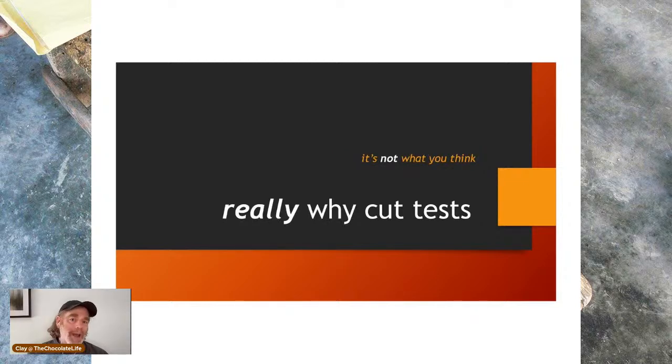So really, why cut tests? Cut tests are a modern invention. They are part of the industrialization of the manufacturing of chocolate. Before there was a need to be able to produce a consistent tasting chocolate, there was actually no physical need to be able to perform an objective test.